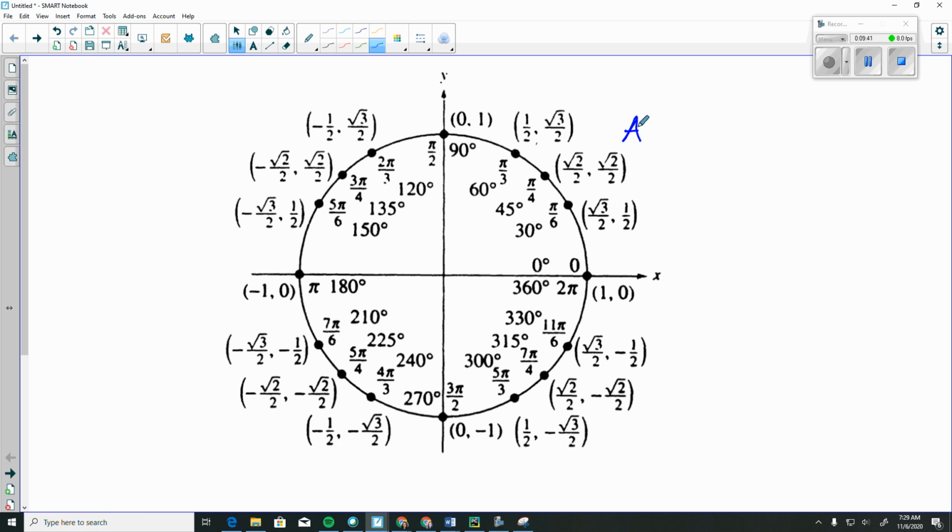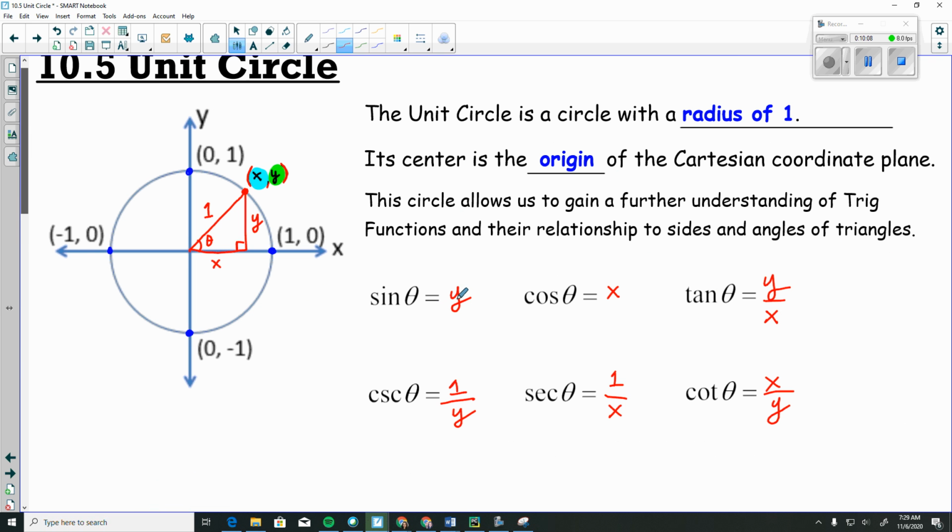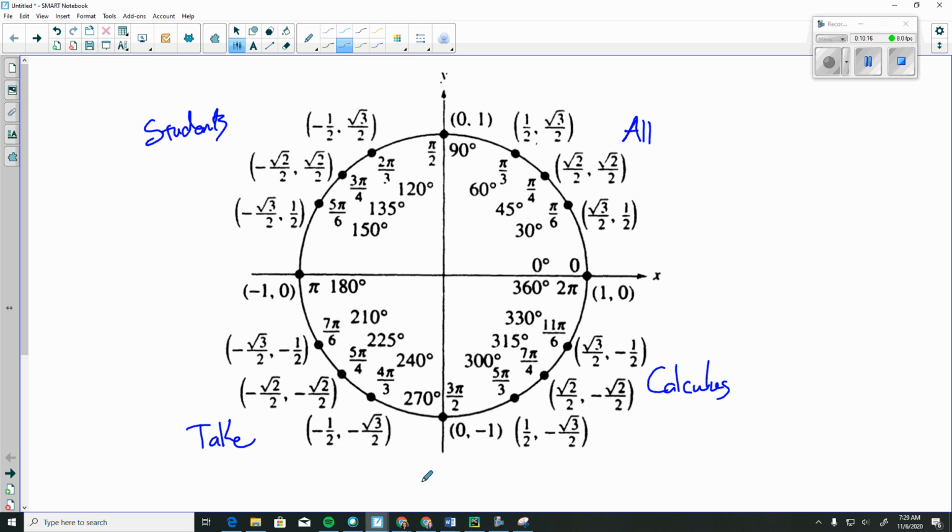So here, if we remember from yesterday, all of them are positive, okay? All students take calculus. Okay, so here all of them are positive. Here, just the sine values are positive. And so if you remember, sine corresponded to our y value. So that means all the numbers that are in the y spot should be the only ones that are positive here, okay? So that's what we see.